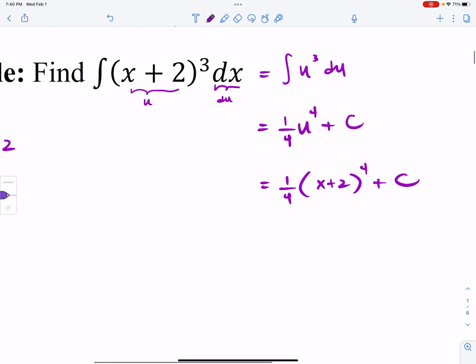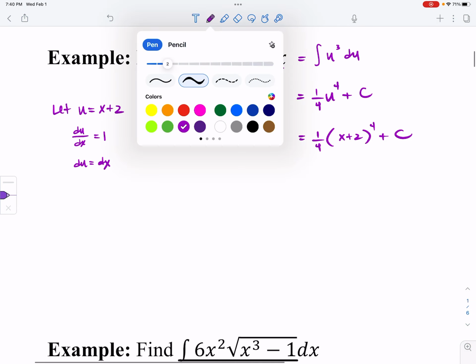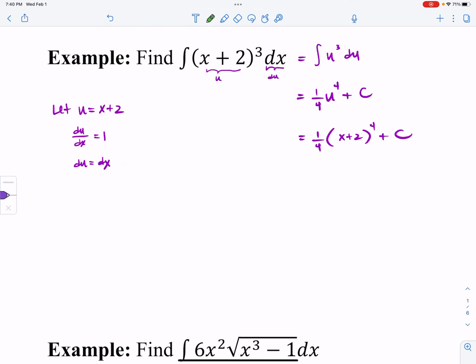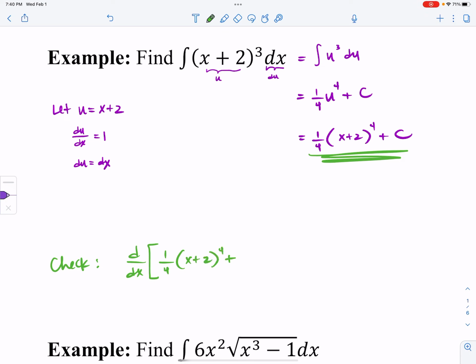And you can always double check. So if you want to do a check, I'm not going to do this for each one, but I'm going to show you how you can. By saying, okay, well, the derivative of this, so the derivative of 1/4 times x plus 2 to the 4th, you're welcome to do a mental check as well, should be equal to what we integrated.